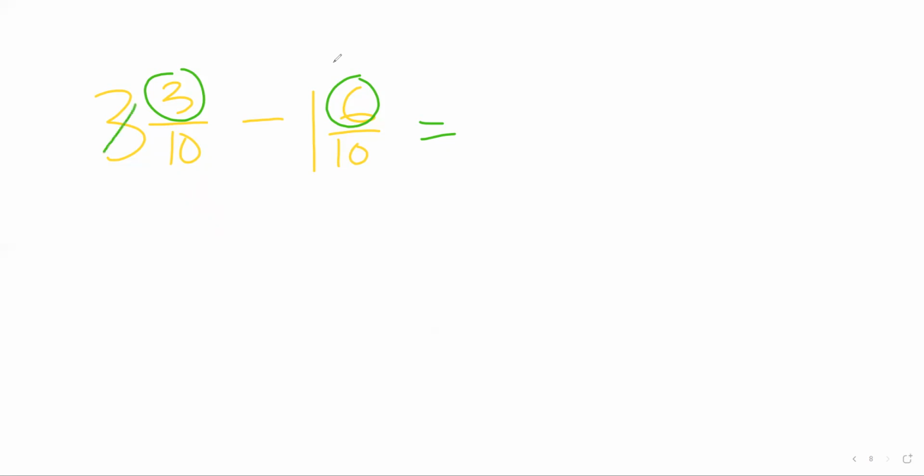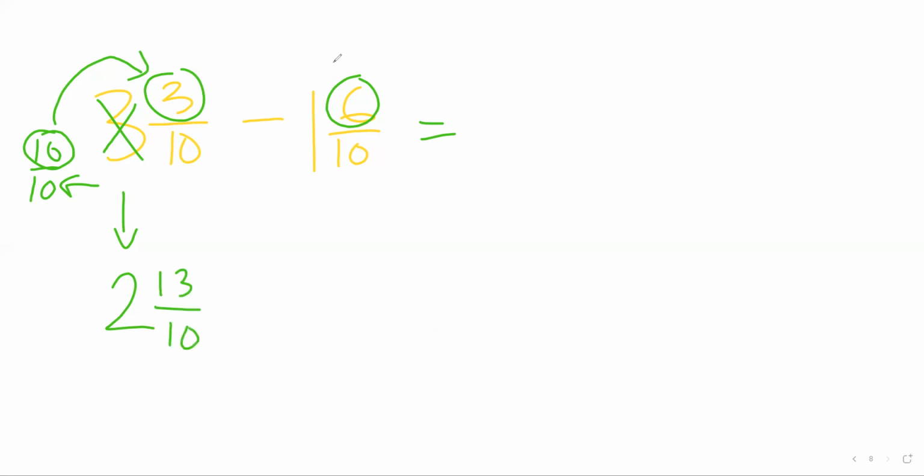I'm going to decompose 1 whole, which leaves me with 2 wholes. Now, that whole is actually the same thing as 10 out of 10. So those 10 pieces that I just took, I'm going to add to my numerator, giving me 13 out of 10. And now I'm going to take away 6/10. Now let's see if this works. Again, if I'm going to subtract, I need to make sure my denominators are the same. They are.